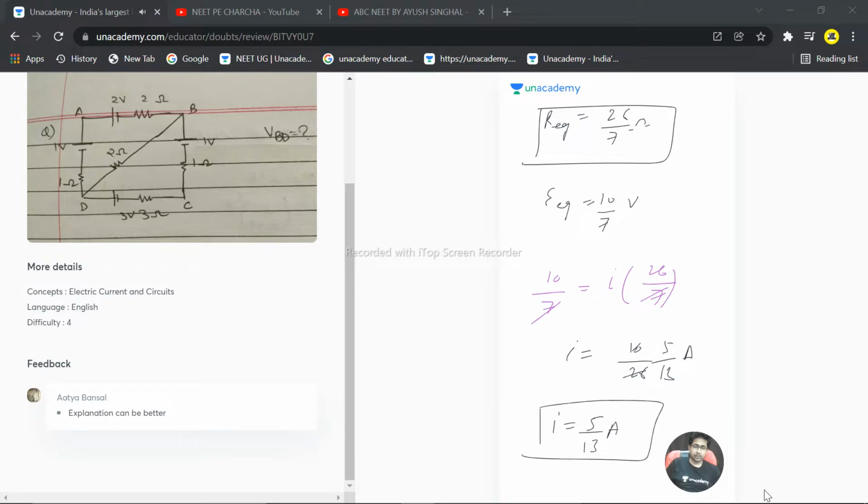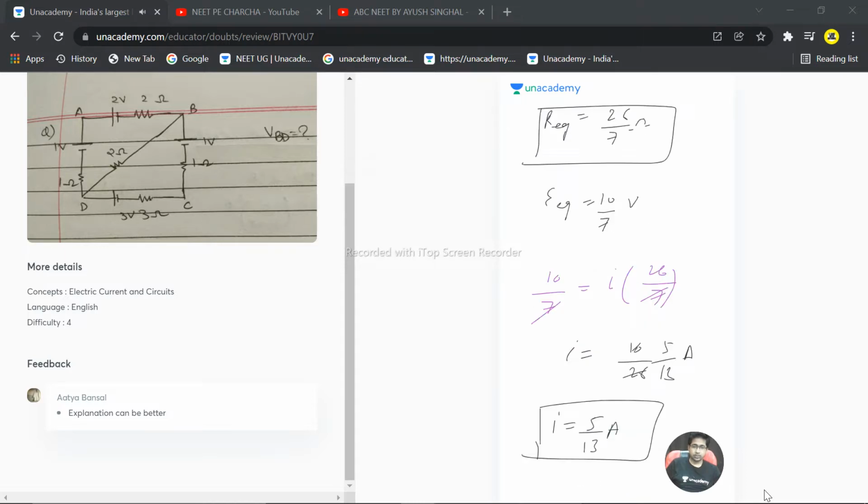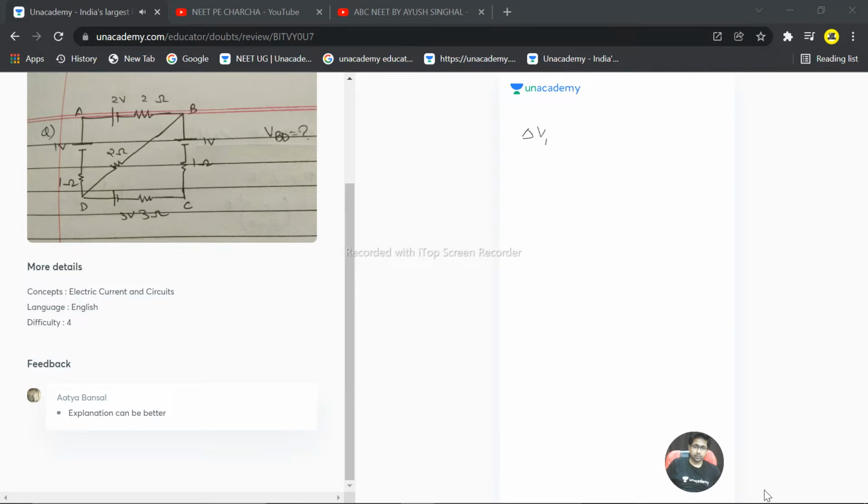This is the value of current we are getting right now. That means there is a current I flowing through this like this. So what is the voltage difference across this BD? This is I into R. I is what we have just calculated, 5 by 13, times R, which is 2. So this comes out to be 10 by 13 volt. You can also divide it, otherwise I leave it up to here. Hope this answered your question. Thank you very much.